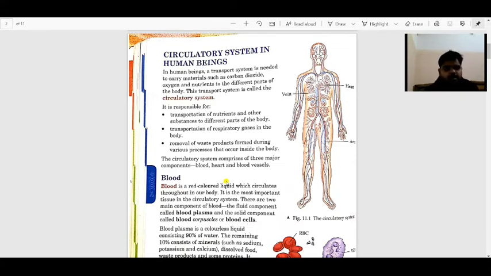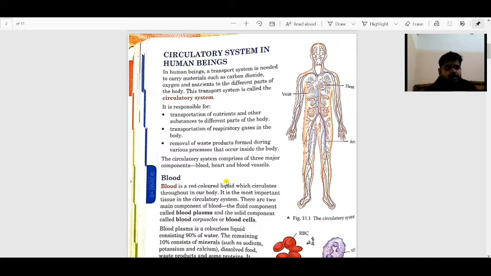First of all, it distributes nutrients from your small intestine to all the parts of the body. Then respiratory gas like oxygen is distributed to the cells. Then from the cells, carbon dioxide is taken to the lungs so that it can be exhaled. And apart from that, different types of waste products are produced in our body, which need to be removed. In humans, the circulatory system is divided into three parts: heart, blood, and blood vessels. We will study each in depth. First we'll start with the blood.